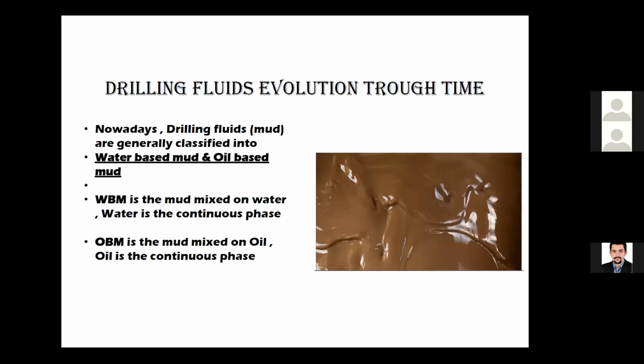Nowadays, drilling fluid mud is classified into water-based mud and oil-based mud. It is very simple. If you want a water-based mud, you will use water and mix water-based mud chemicals. If you want oil-based mud, you will use oil, maybe diesel, maybe any kind of oil, and then you mix oil-based chemicals. Water-based mud is mud mixed with water, so water is the continuous phase. Oil-based mud is mud mixed with oil, so oil is the continuous phase.